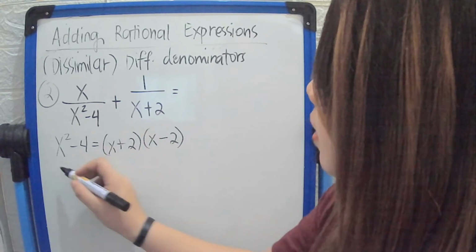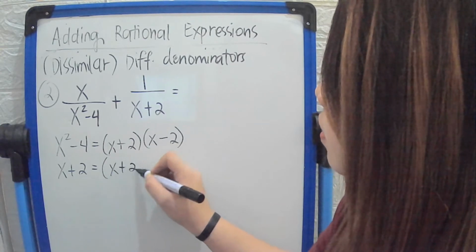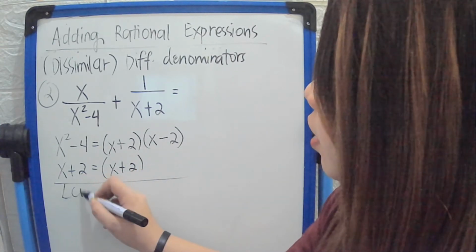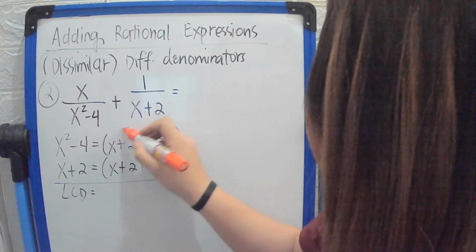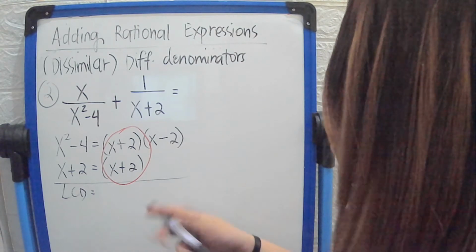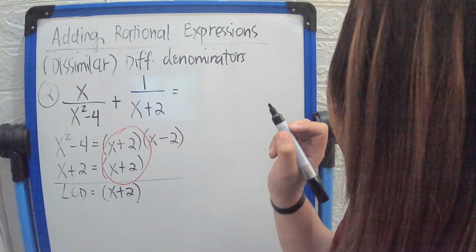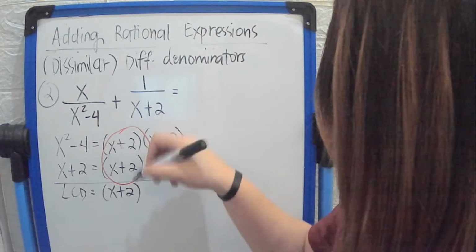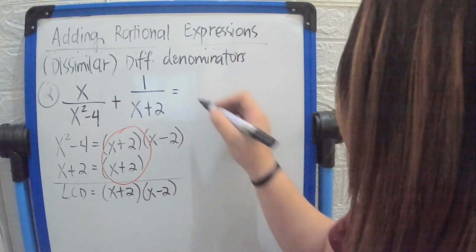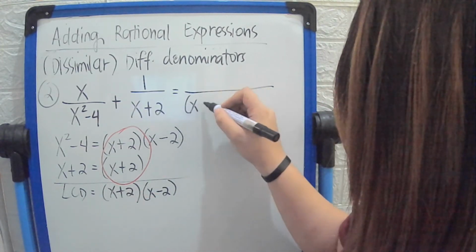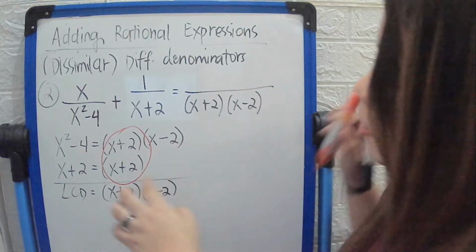For your second denominator, it is not factorable, so you just simply write x plus 2. So for your LCD, you look for common factors. So we have here x plus 2, so you put x plus 2 here, and the factor that is not common to both, so you put here x minus 2. So this will be your LCD. So you have x plus 2, then x minus 2. So remember this part, okay?